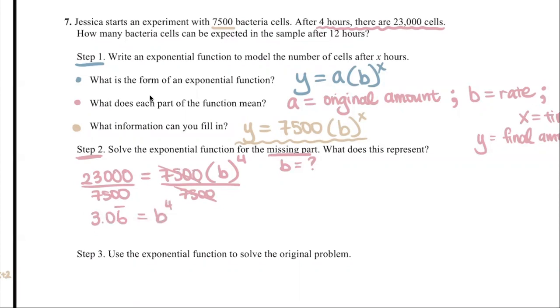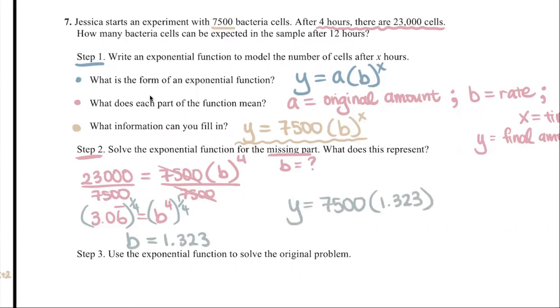And then I'm going to take both sides. You can either fourth root both sides, or since you know the rational exponents, I can take both sides to the 1/4. Either way, your calculator will give you the same answer. I think it's easier on the calculator to do the exponent, so I'm going to do to the power of 1/4. And that gets me 1.323. So that formula now is y is equal to 7,500 times 1.323 to the x.